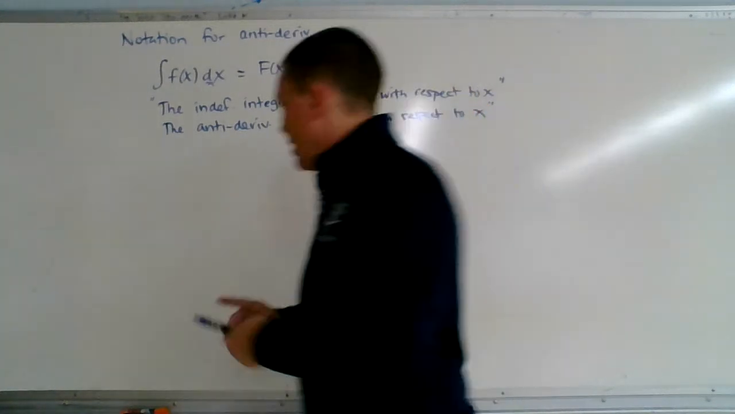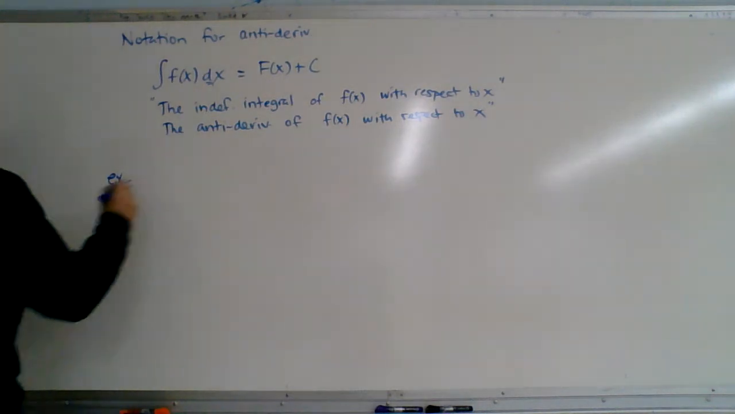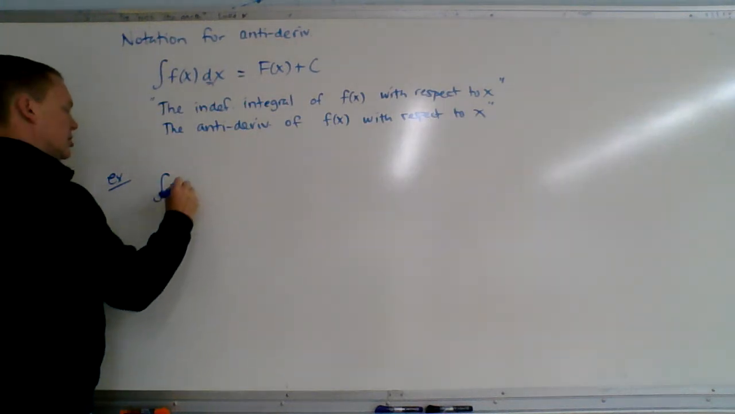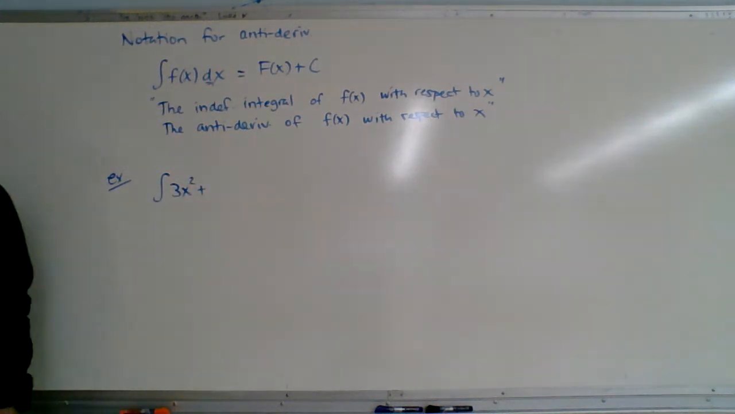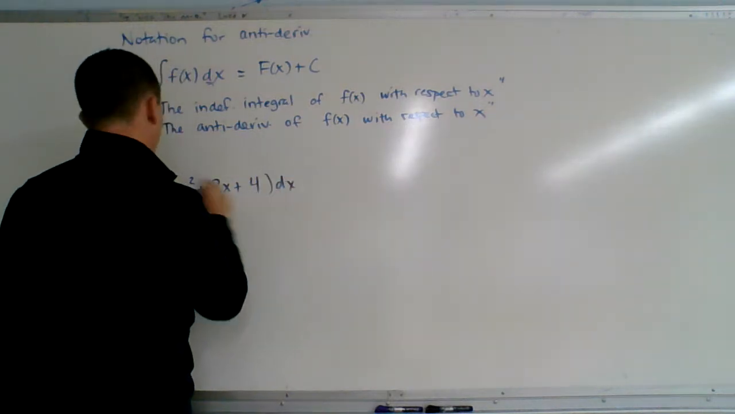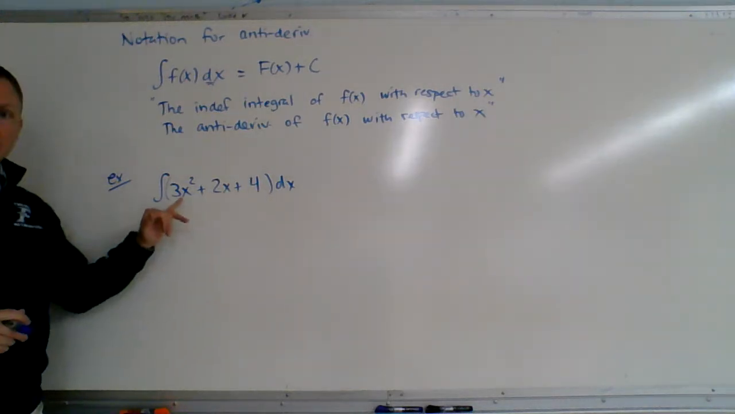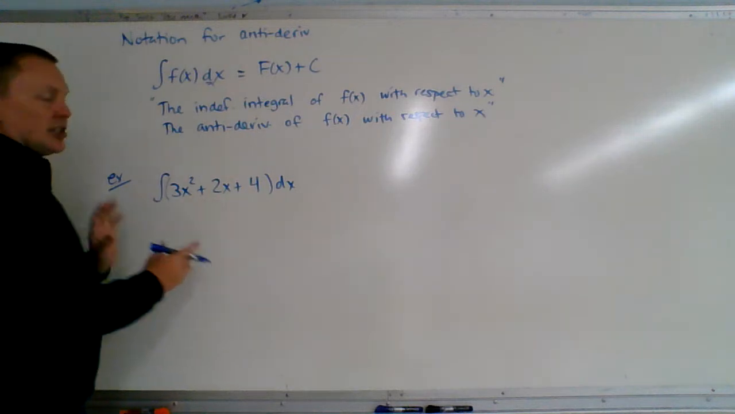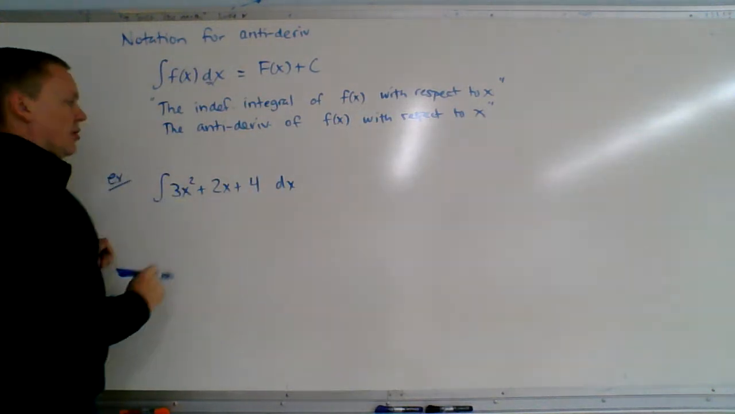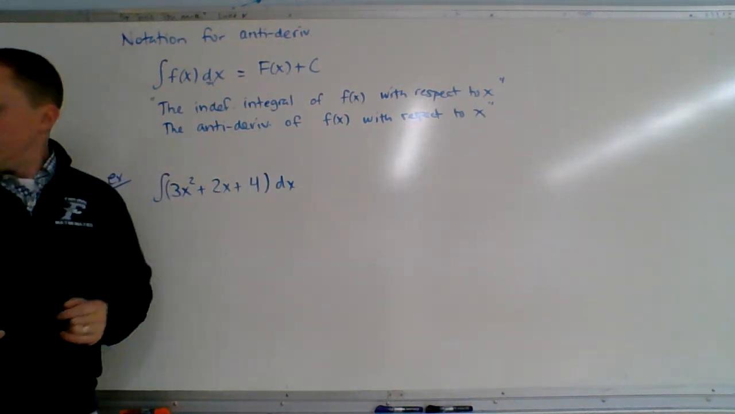So here we go. Let's get out some examples here. This is going to be an antiderivative: 3x squared plus 2x plus 4. I think this is actually the example that we just did. Now, technically speaking, there should be parentheses around the whole thing. Sometimes you'll see people get lazy and they won't put the parentheses around that, and it'll just be written like that. I'm not going to make a big stink about it.